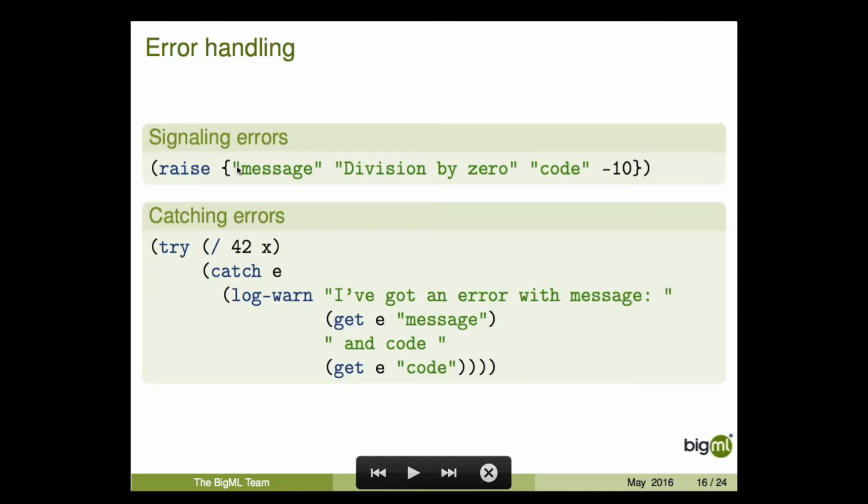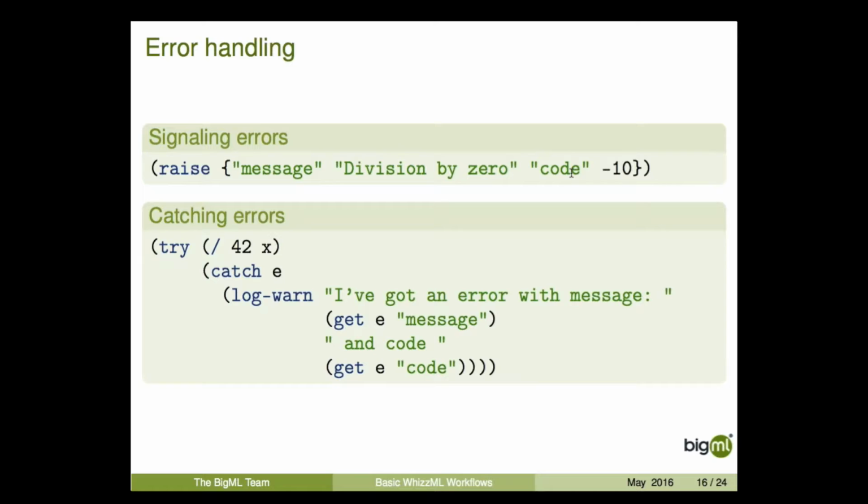You can raise any value in WhizzML, but the standard convention is to raise a map. Importantly, with the key message, because that's the message that will print when the error propagates up to the top level. And you can also raise a code. We have several standard codes, but you can make a code for anything you want for your own purposes.